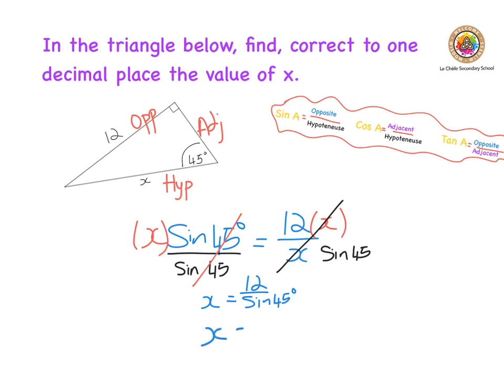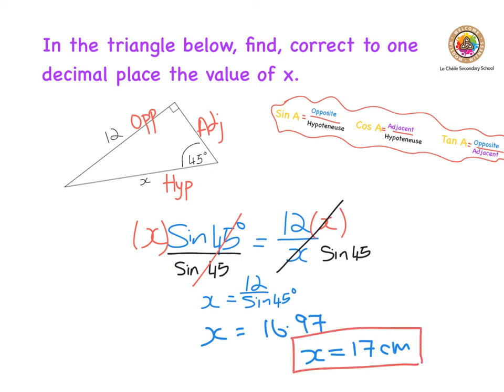So x is equal to 16.97, and so to one decimal place, again I happen to be rounding up here, so that's going to give me x equal to 17 centimeters, or whatever unit we're working with. And here I just put a red box over it to show that I'm finished.